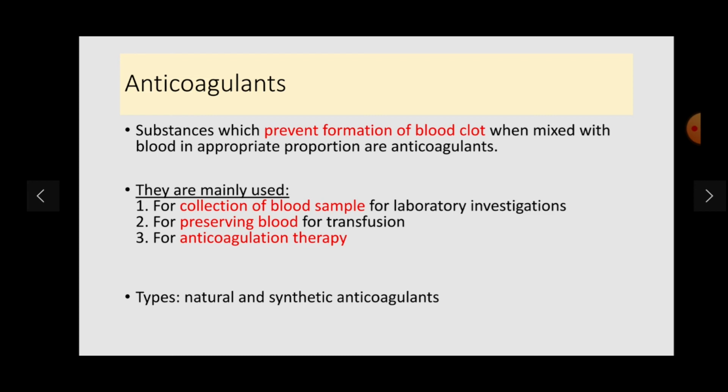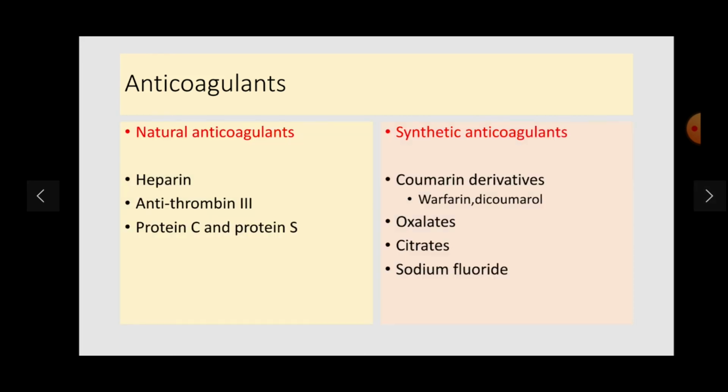There are two types of anticoagulants: natural anticoagulants as well as synthetic anticoagulants. Natural anticoagulants are heparin, antithrombin 3, and protein C and protein S. Heparin is synthesized by the basophils which are present in the reticuloendothelial cells. Synthetic anticoagulants are coumarin derivatives like warfarin and dicumarol, oxalate and citrate, and sodium fluoride. Coumarin derivatives antagonize the action of vitamin K.